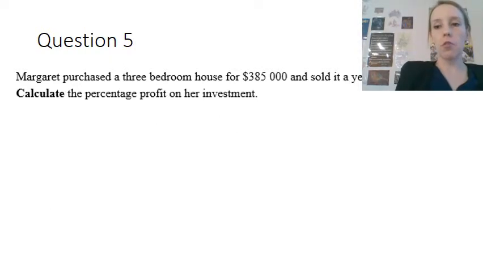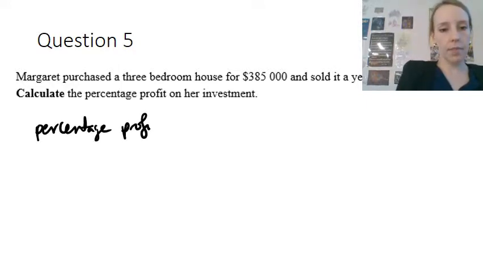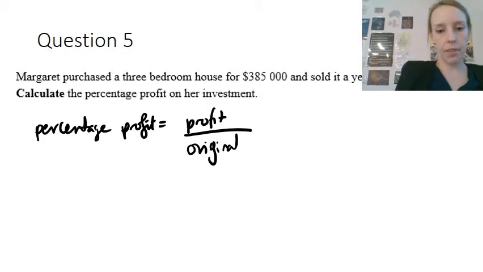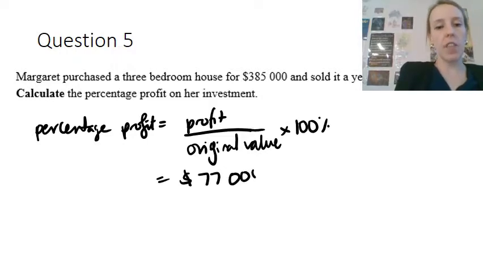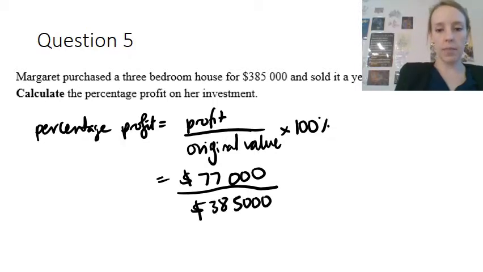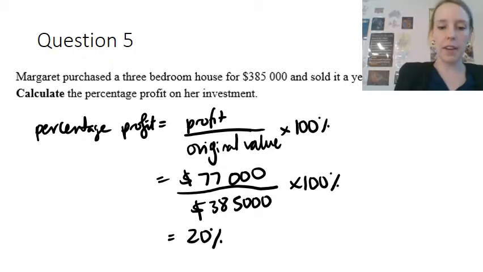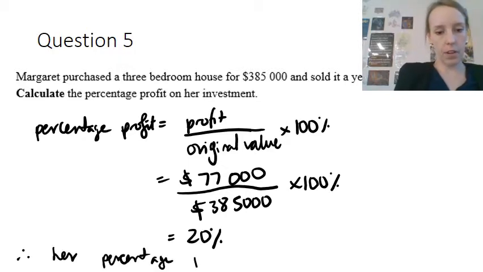We can then put that back into our original formula. So our original formula there was our percentage profit equals our profit over our original value times 100%. Our profit we just worked out was $77,000. Our original amount was how much she paid, which was $385,000. Times that by 100%, and that will give us an answer of 20%. So therefore, her percentage profit is 20%.